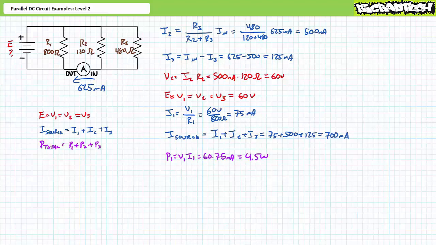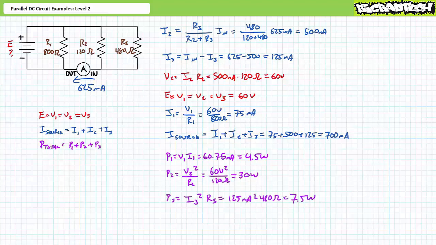P1 equals V1 times I1. Substituting our given values demonstrates that R1 dissipates 4.5 watts of power. P2 equals V2 squared divided by R2. Substituting our given values demonstrates that R2 dissipates 30 watts of power. Finally, P3 equals I3 squared times R3. Substituting our given values demonstrates that R3 dissipates 7.5 watts of power.